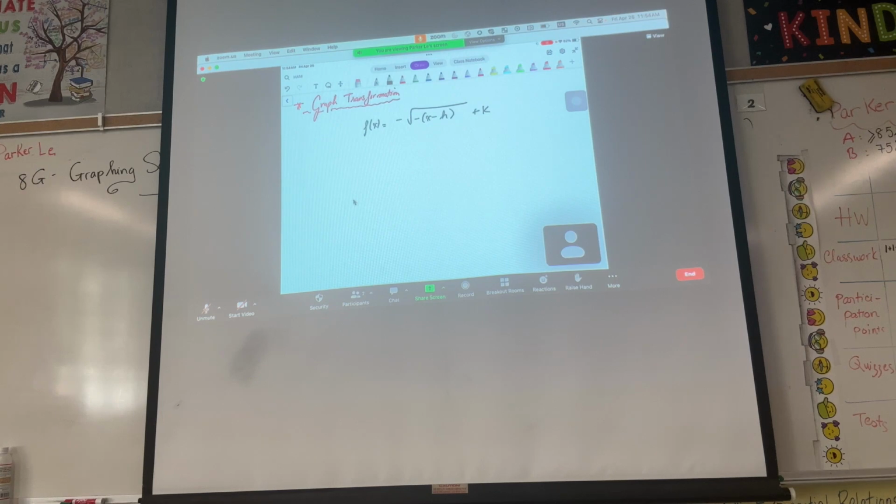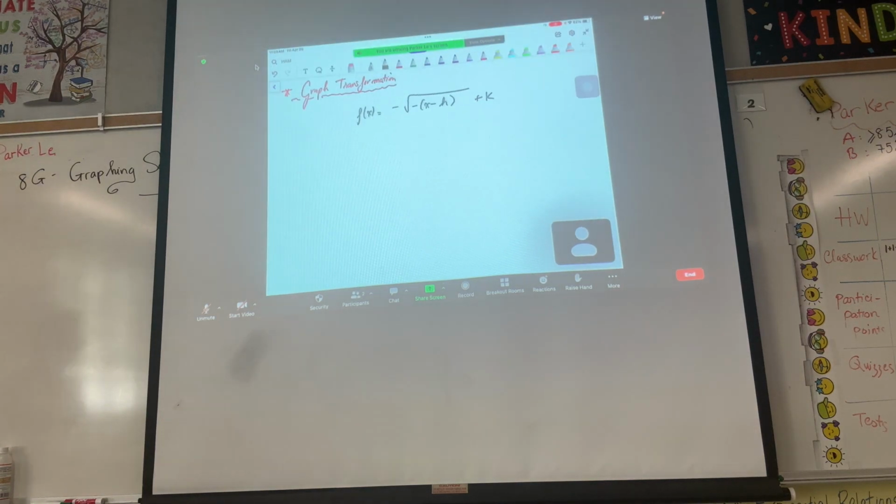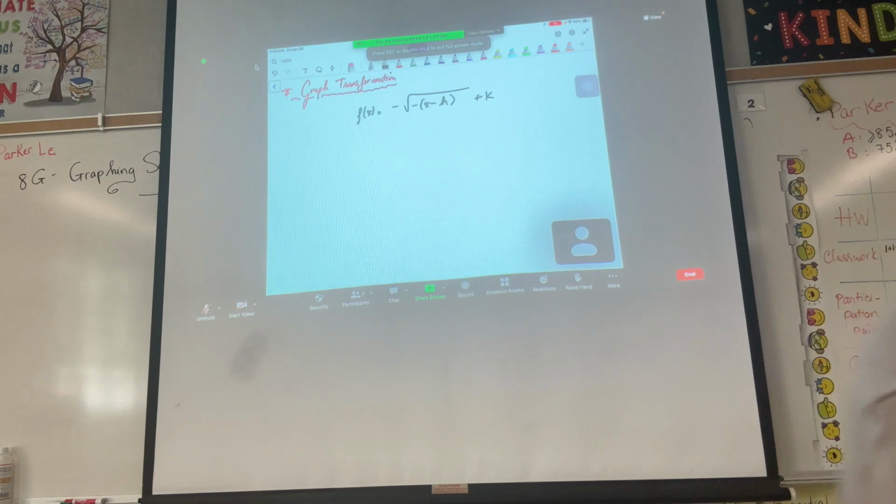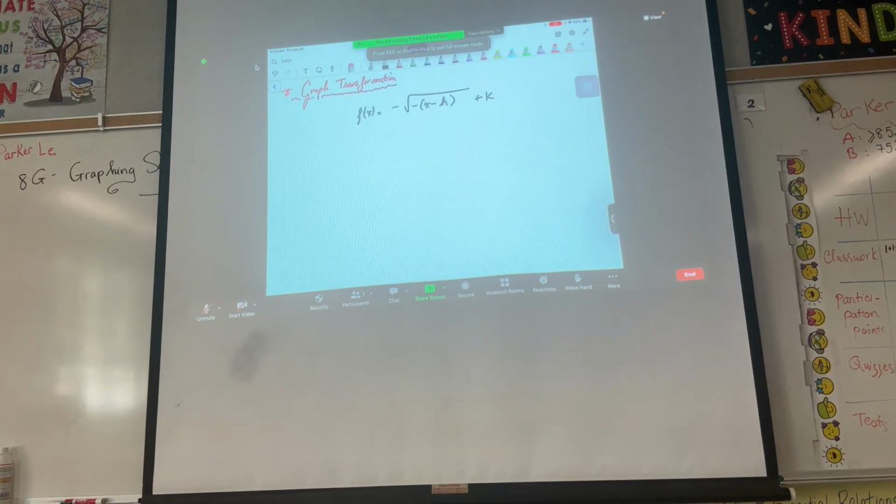All right. Question: is the k going to be inside the square root? No, right? This is rapture information. Okay, negative outside, everything is what? Flip over the axis. All right, negative inside, flip over.